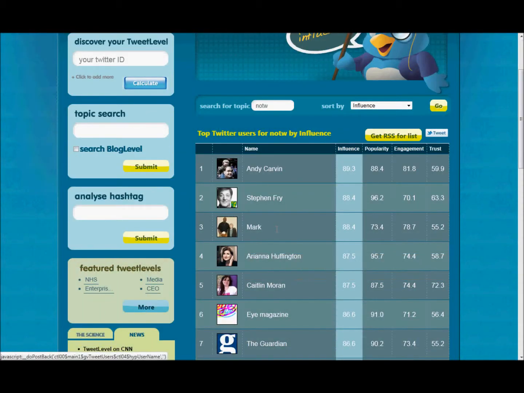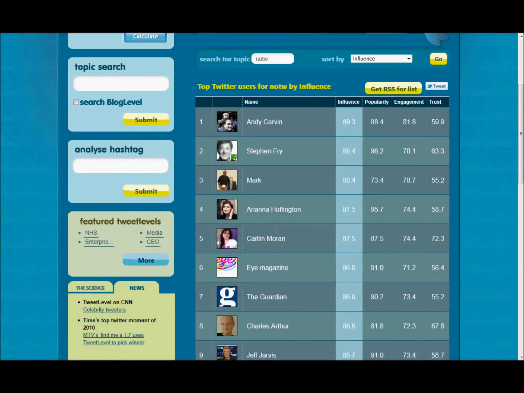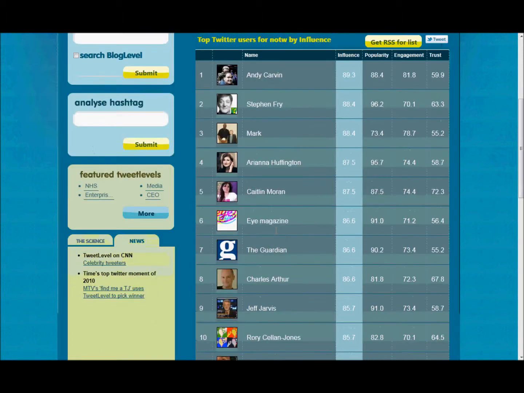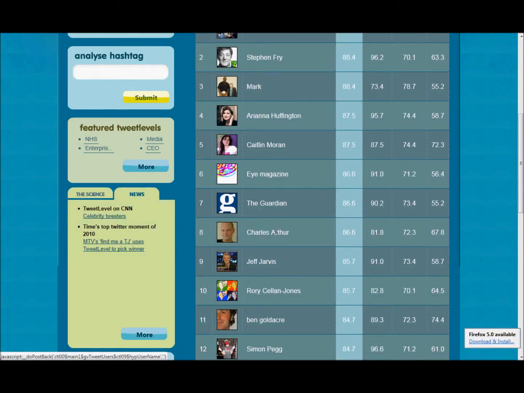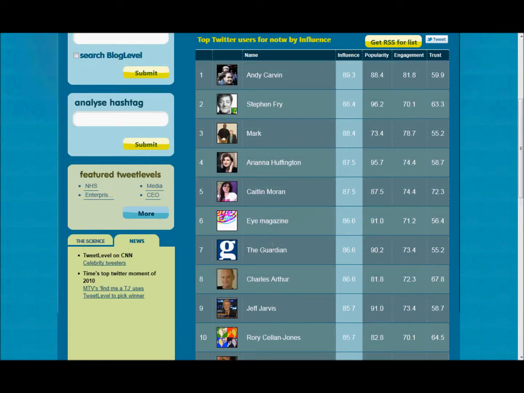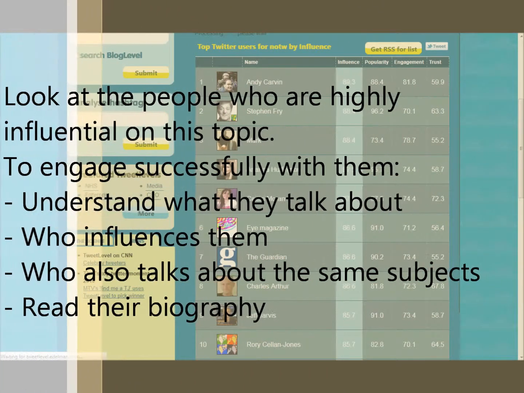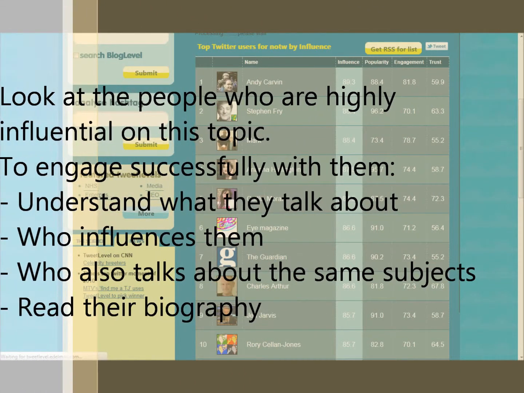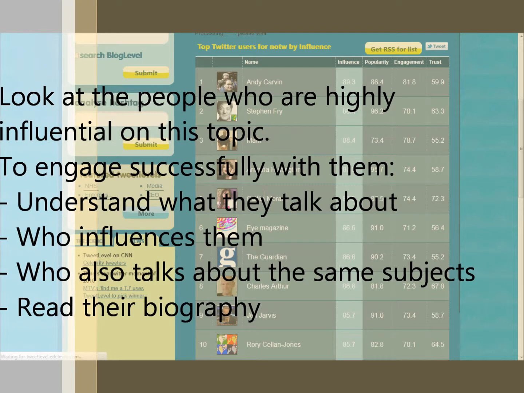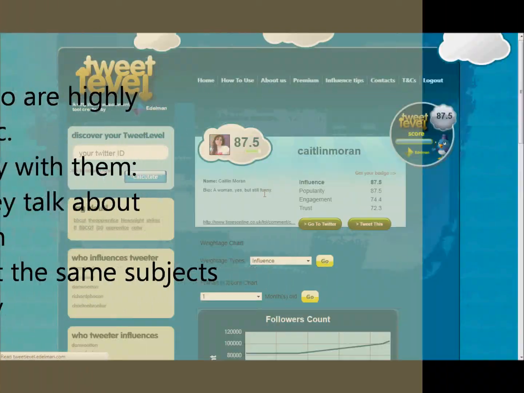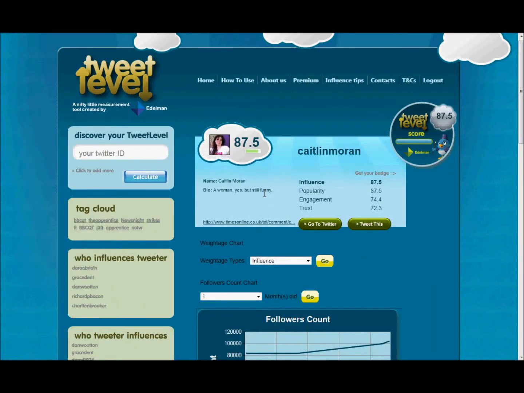But understanding their influence is just one part of this now. What we also now need to understand is, once we've picked which people to go for, what those people actually talk about. We can't just randomly talk to them. We need to understand what is important to those individuals. We need to understand what they talk about, who influences them, who also talks about the same subjects, and of course we can also read their biography.